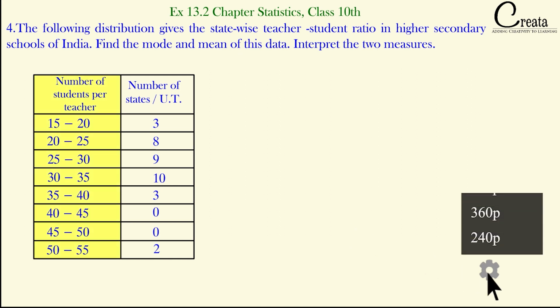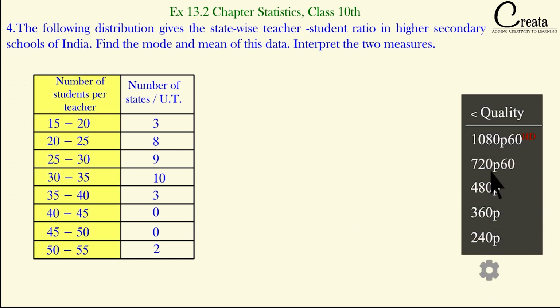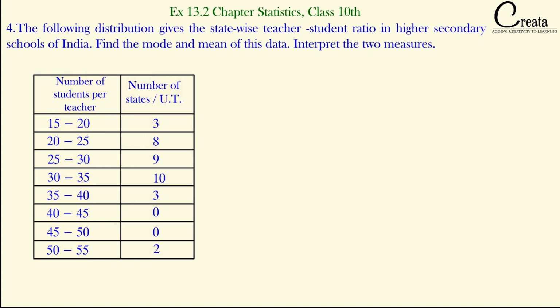In the first column, the number of students per teacher is given. In the second column, the number of states and UTs is given. For example, three states or UTs have the number of students per teacher in the range of 15 to 20. On the extreme end, we have two states or union territories which have the number of students per teacher as 50 to 55. Okay, this is the interpretation of the data.